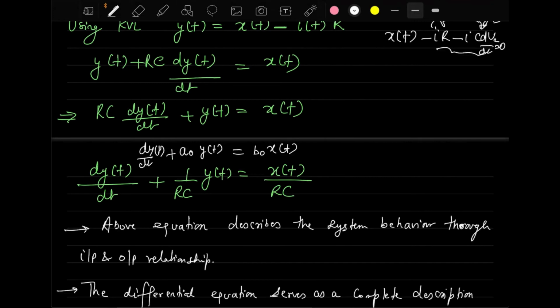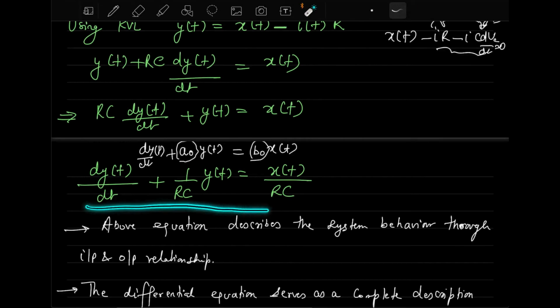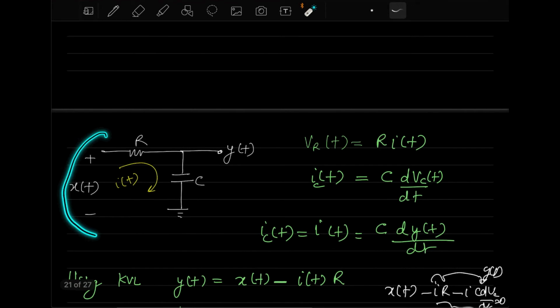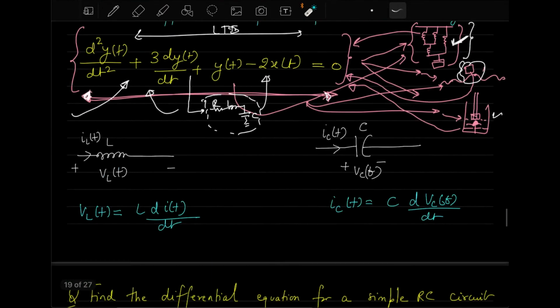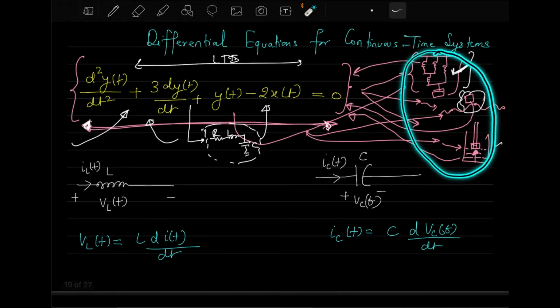You can see it's a sort of differential equation which we have formulated here, and the coefficients a0 and b0 are actually 1 by rc here. This differential equation is not only the differential equation for this particular system, it can be for any system. As we have given you that example here, for multiple systems you can have this single solution.